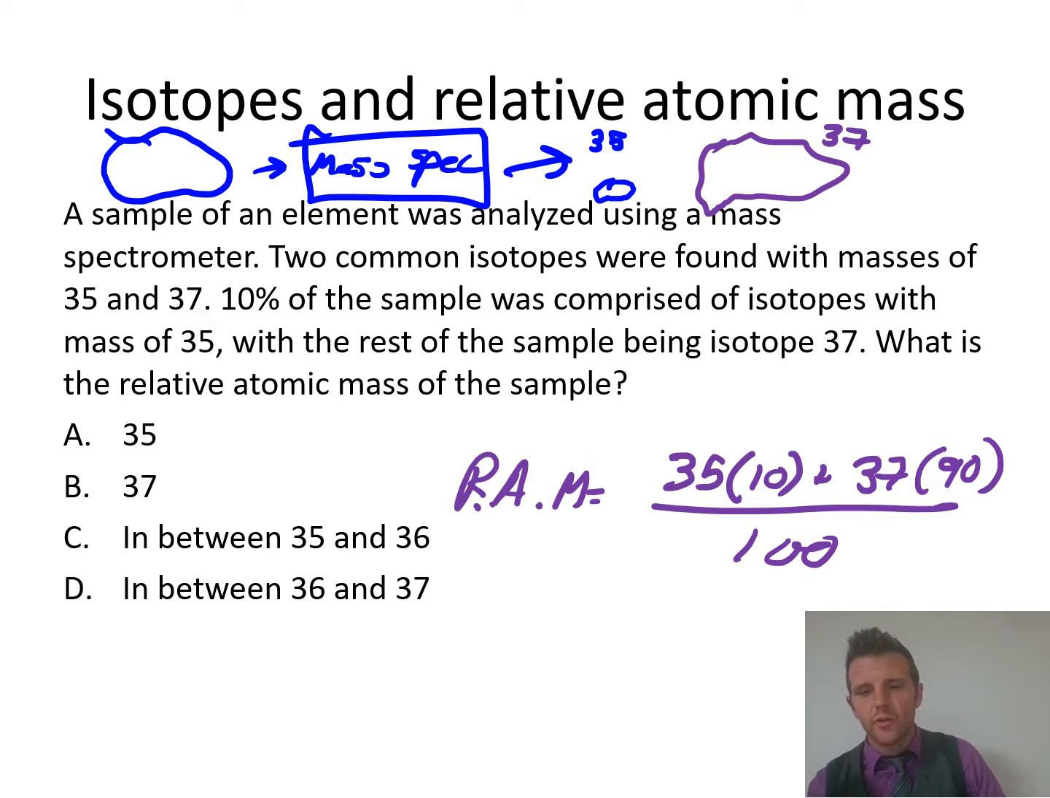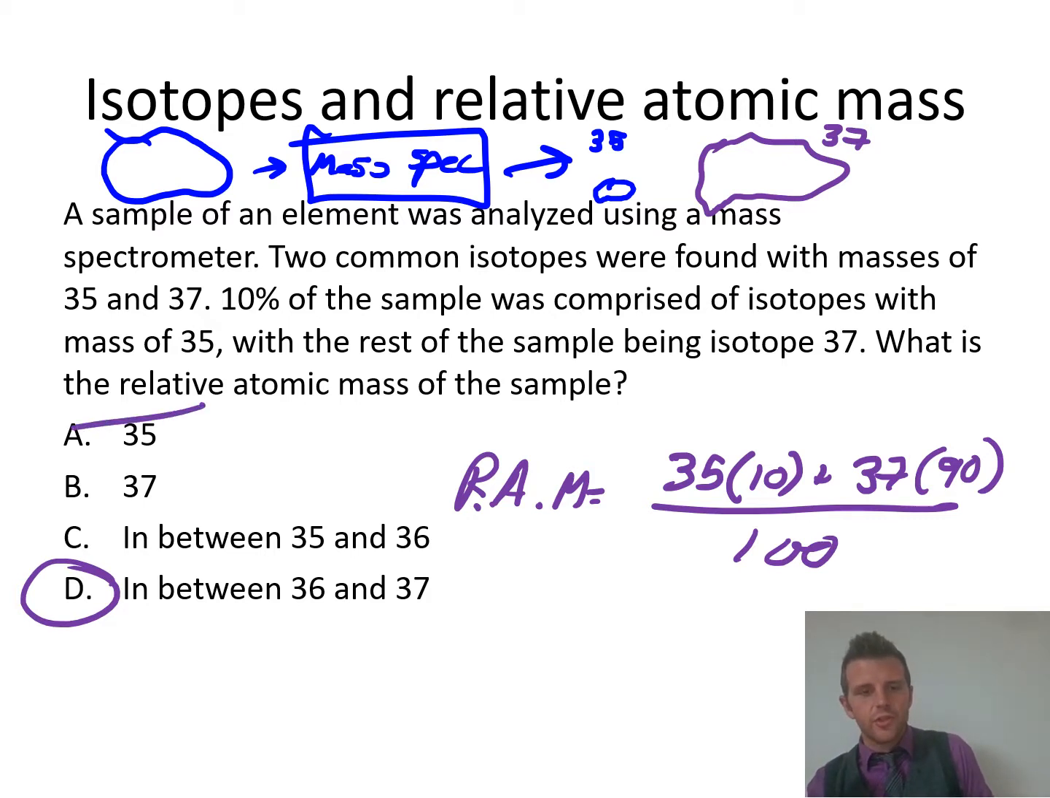A much easier way to do this would be if it's just an average. Since the vast majority of this is 37, but there is some 35, that means the average is going to be very close to 37, but a little bit below that because the particles that weigh 35 are going to lower that average. So it's going to be close to 37, but not quite.